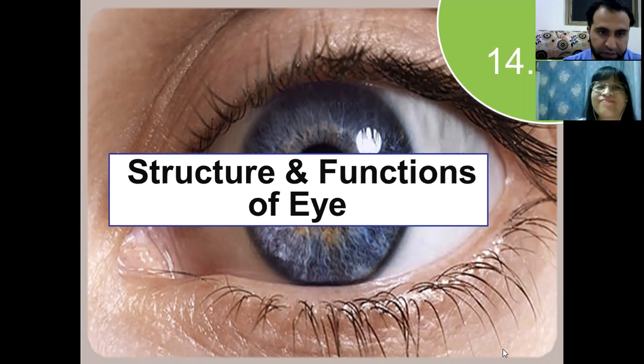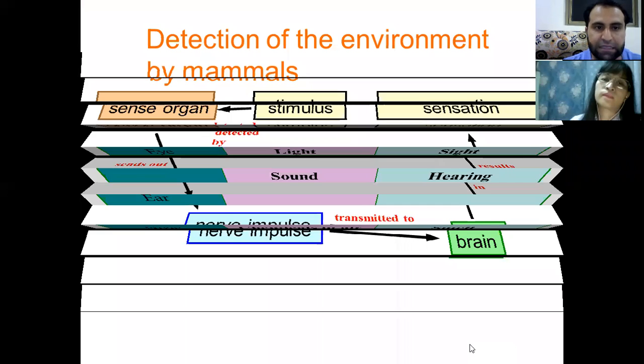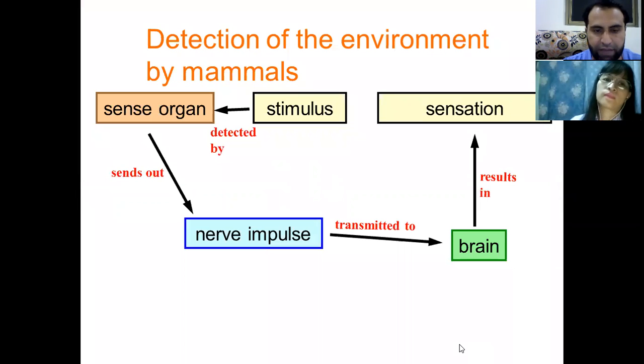Thank you, sir. Today, first of all, we will discuss the structure of the eye and its different parts, and after that we will discuss the function of the eye, like how the eyes function. Before discussing the structure of the eye, we will discuss sense organs, those organs that sense stimuli. The eye is also a sense organ that senses the stimulus of light.